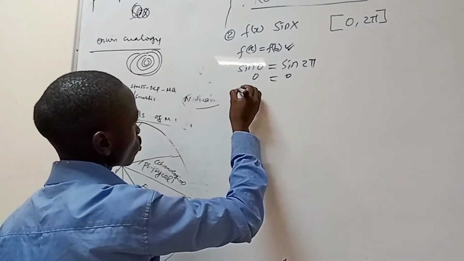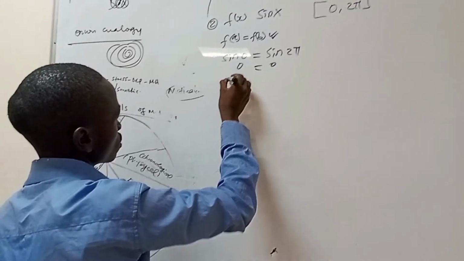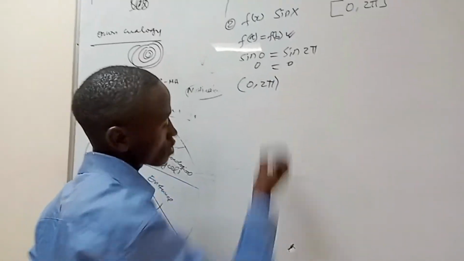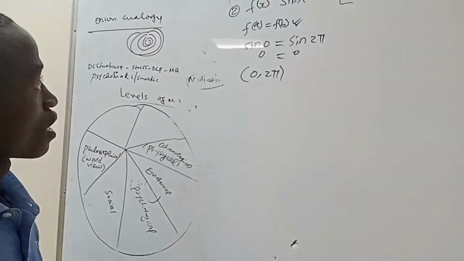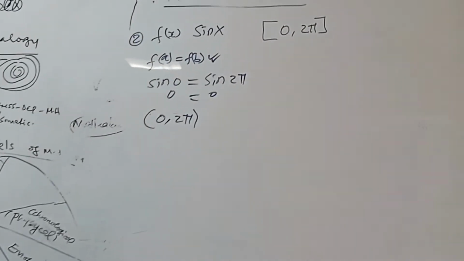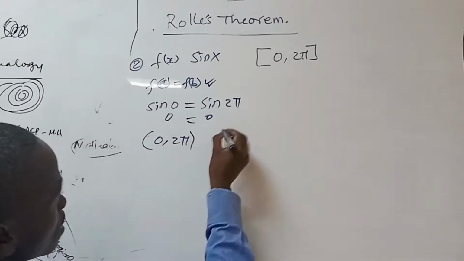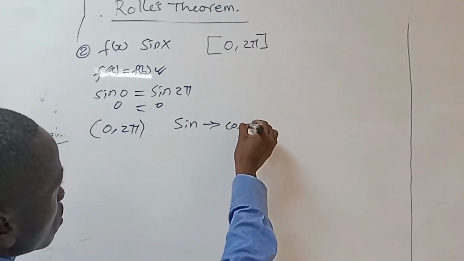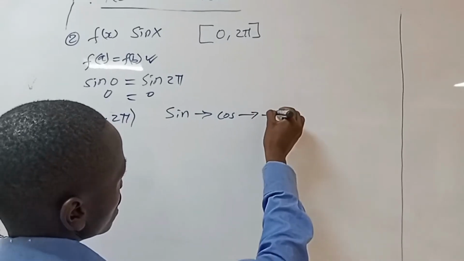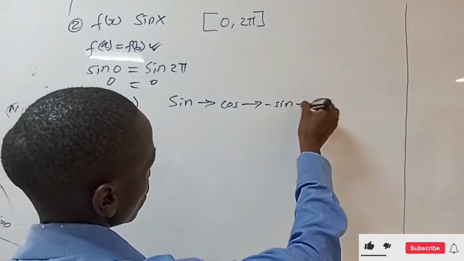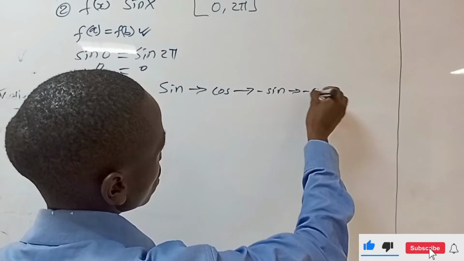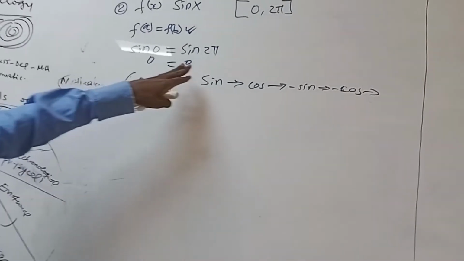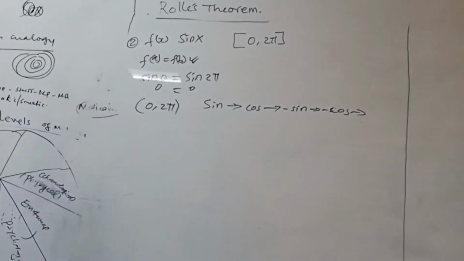So once again, it should be differentiable on the closed interval, which is 0 and 2 pi. What do you get when you differentiate sine x? If you differentiate sine, you get cos. If you differentiate cos, you get negative sine. If you differentiate negative sine, you get negative cos. And it goes on and on. So once again, we are differentiating this on the closed interval.